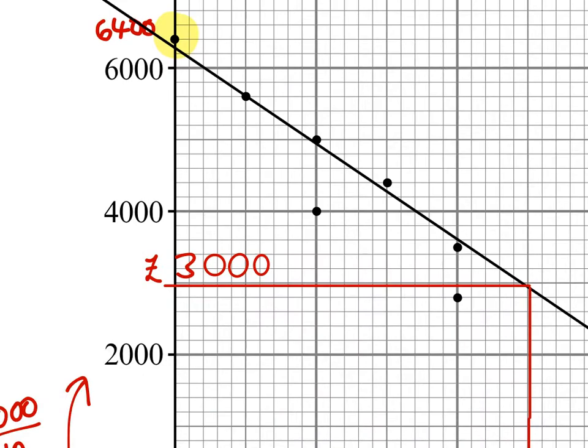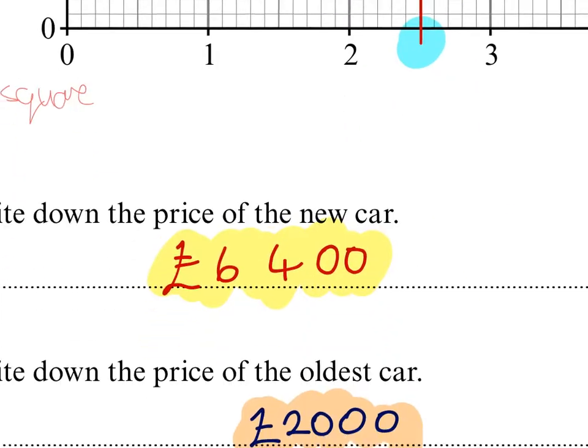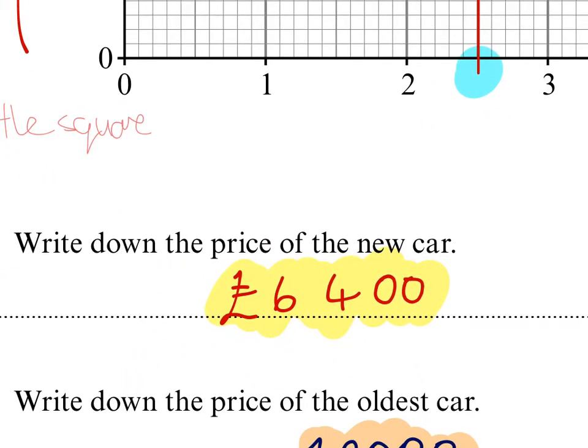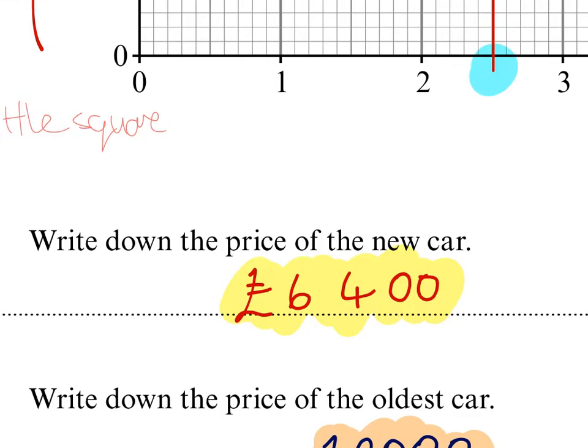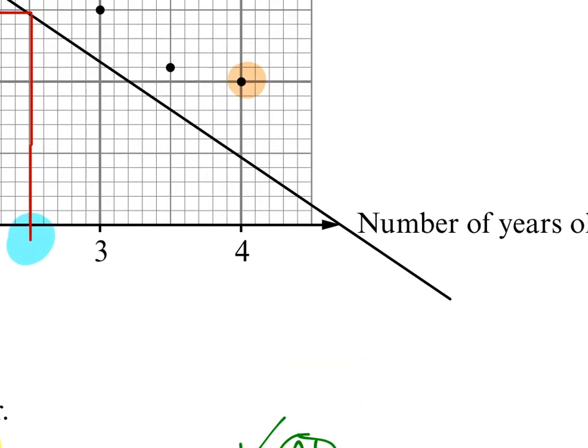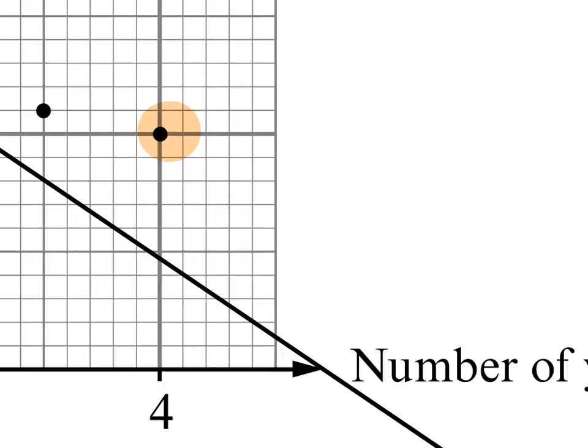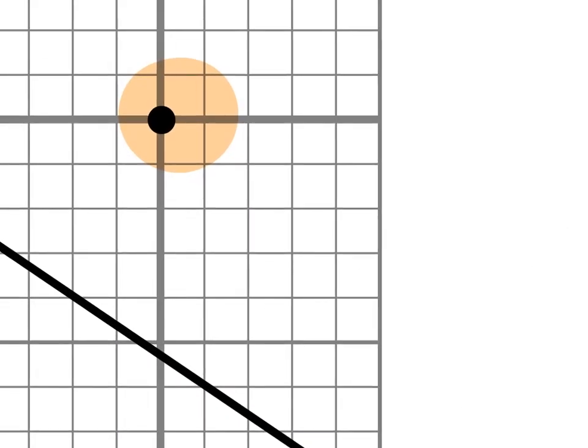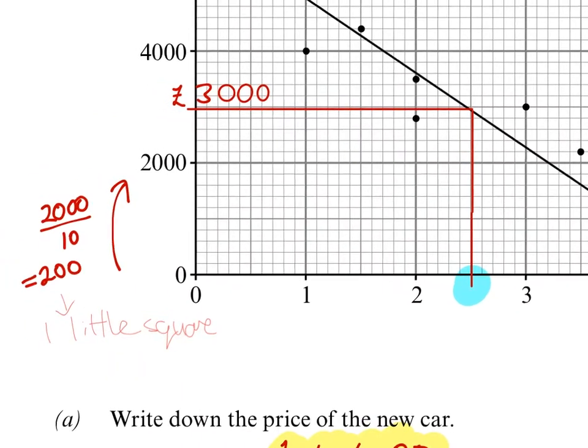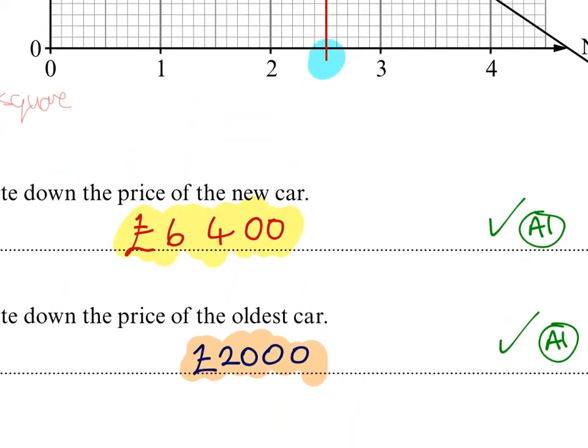The next question said, write down the price of the oldest car. So I'm looking for the one that's furthest down the axes. So 4, and there's only one there, so it's got to be that one there. So it's just reading off that value. So I wrote it off as 2,000.